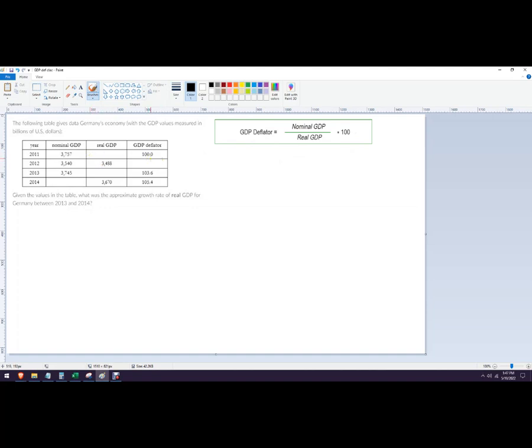Okay, so in this first one, this is actually relatively easy. We have the nominal 3757. That's actually $3.7 trillion because that's in billions of dollars there. Times 100 divided by, I'm going to put real for real Y. And then this is 100.